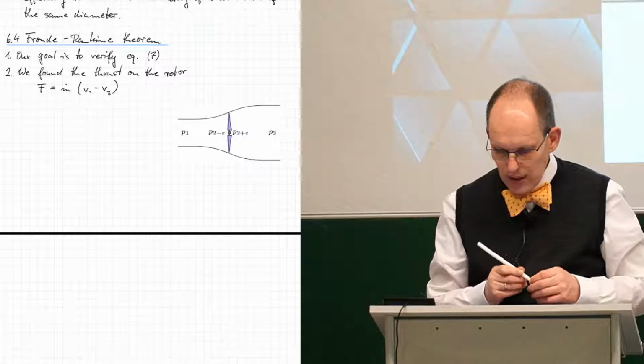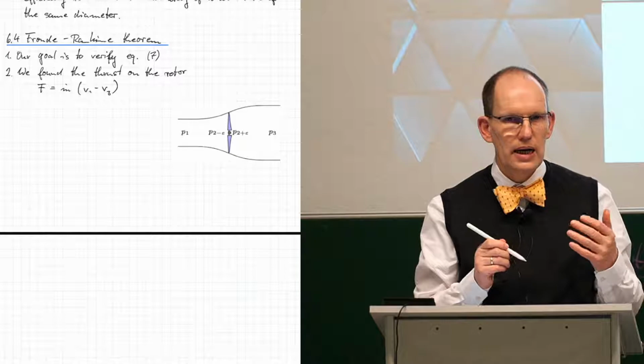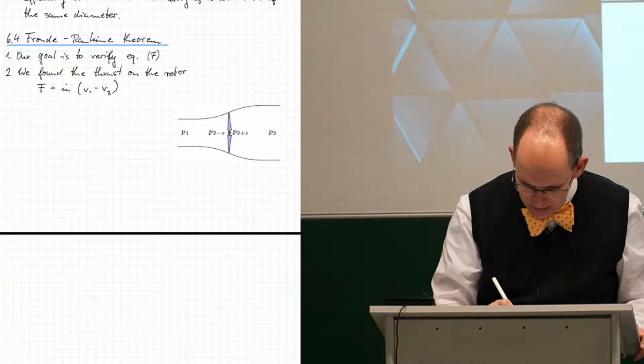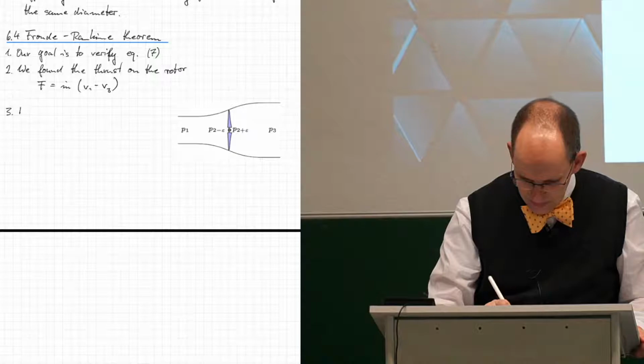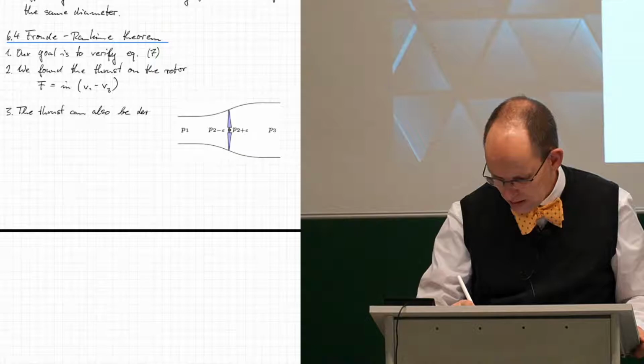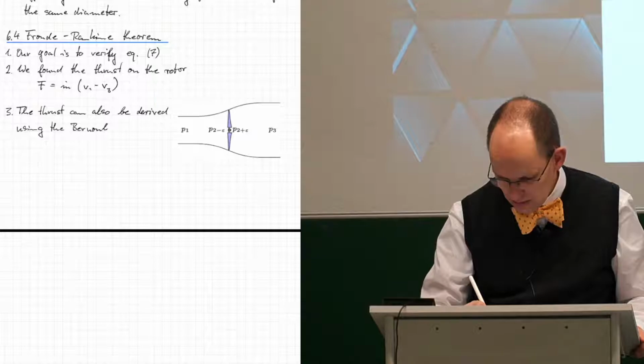And now we try to find expressions for these pressures. What we are going to use is the Bernoulli equation, which is kind of energy conservation for continuous media. So what we want to do is find another expression for the thrust. The thrust can also be derived using the Bernoulli equation, and actually we are going to use it twice.